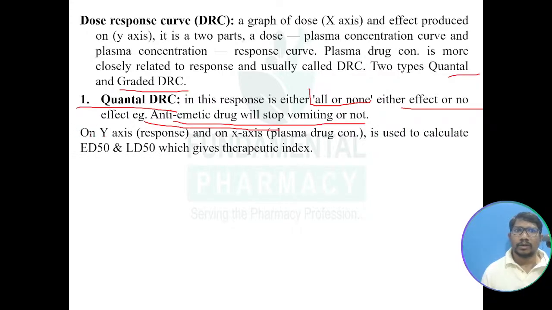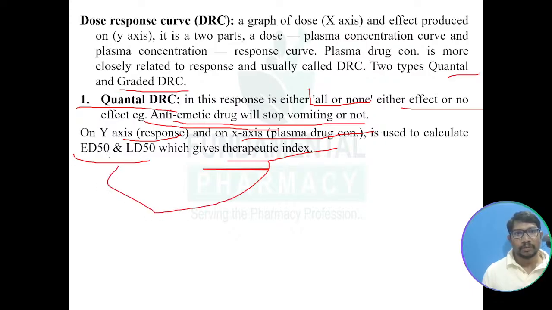For the quantal drug response curve, on the y-axis you have the response and on the x-axis you have the plasma drug concentration. This quantal drug response curve is used to calculate the ED50 and LD50, and in turn that will give you the therapeutic index. So which drug response curve is used to calculate LD50, ED50 and the therapeutic index? Quantal. What is the therapeutic index? It is the ratio of LD50 to ED50.